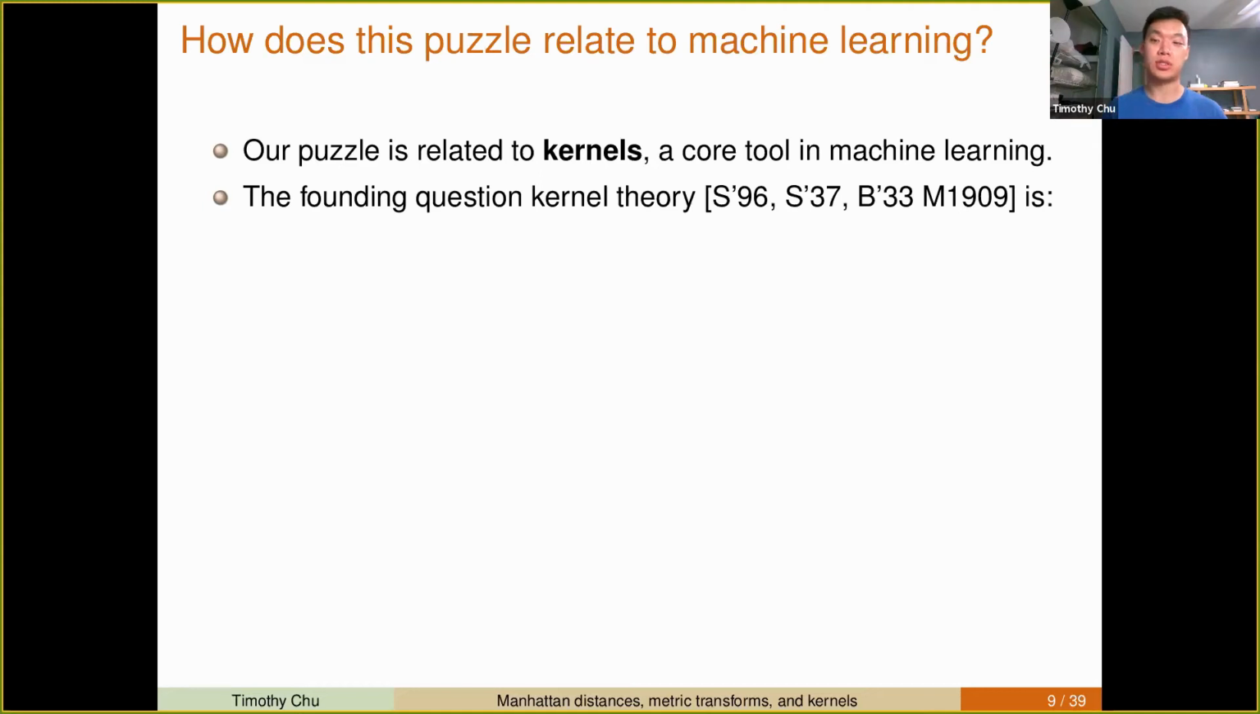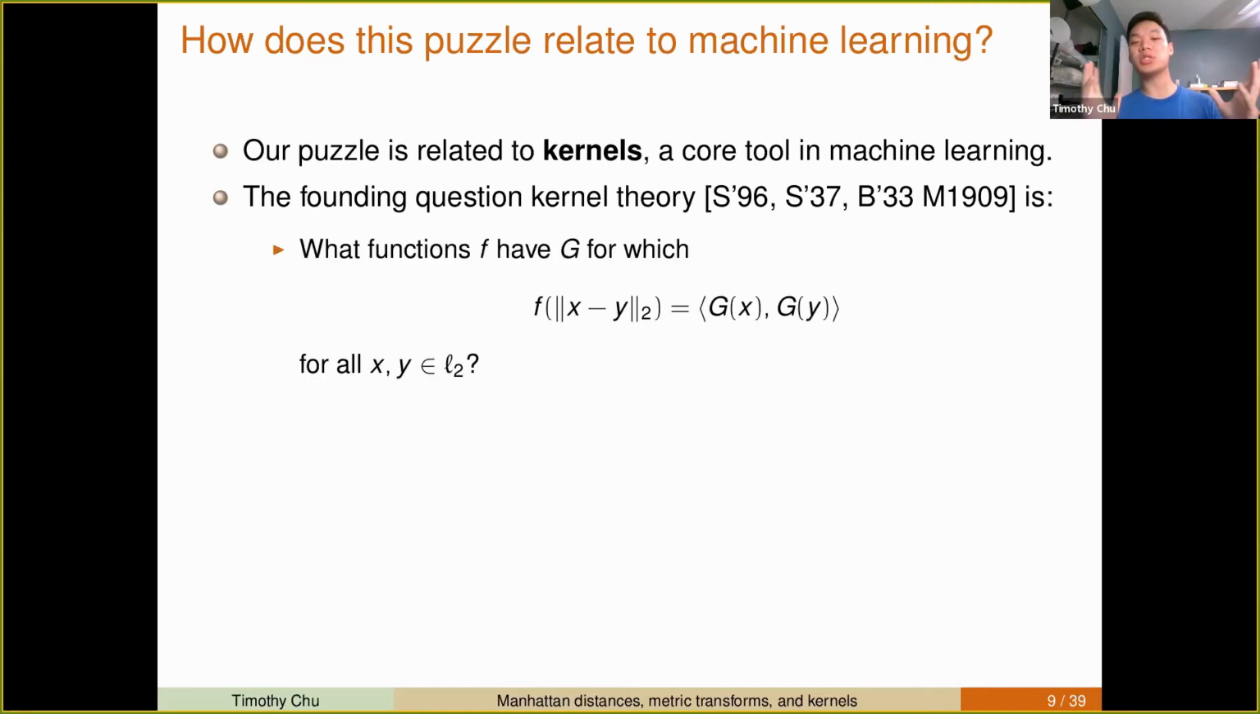The founding question of kernel theory is the following. For what functions f can I have a function g such that when I apply f to the Euclidean distance between x and y, this is equal to an inner product of g of x and g of y for all x and y in a Hilbert space? I'll give everybody about 20 seconds to briefly digest what this question is asking. Basically, it's asking for what functions send Euclidean distances to a valid inner product.